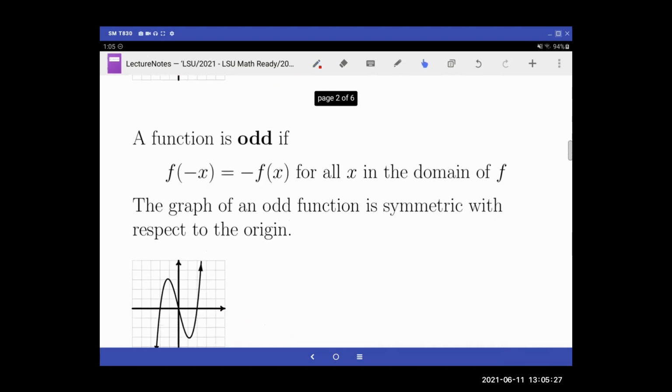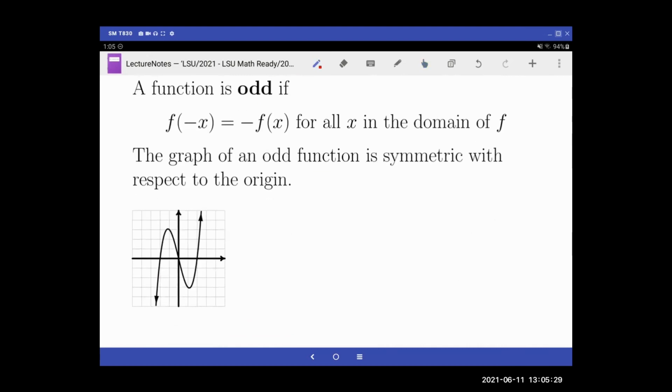An odd function is similar. Notice that when you change the x to a negative x, in other words you change the sign of the x values, it does change the y values. It changes the y values by changing the sign of the y values, changing the sign of the outputs. So let's see if we can track that in this picture.